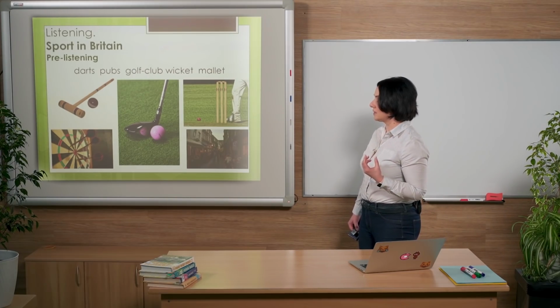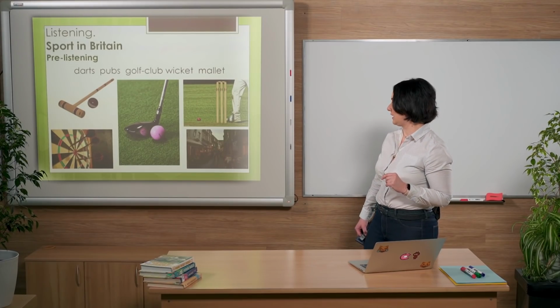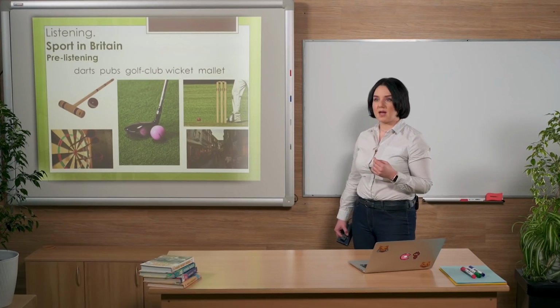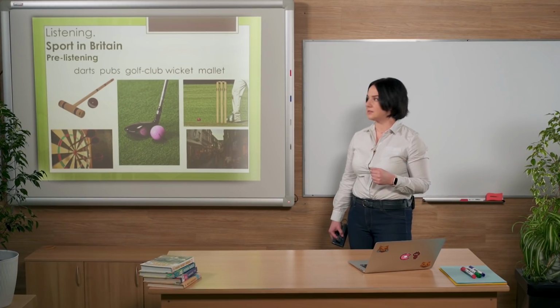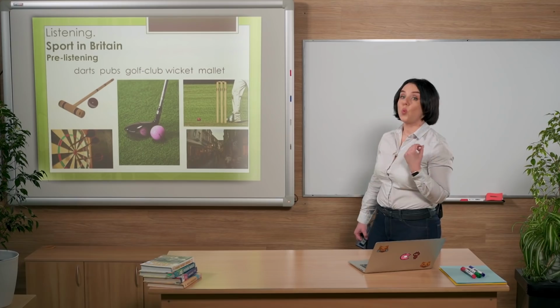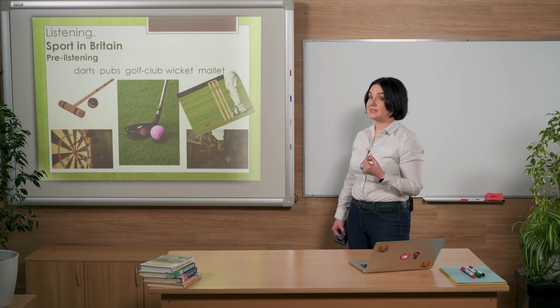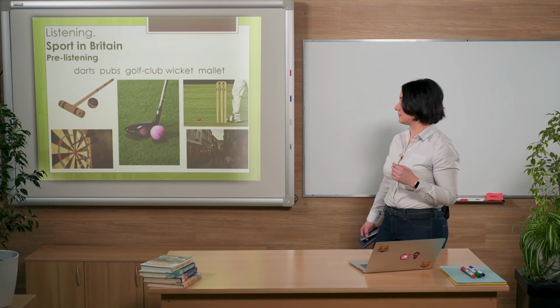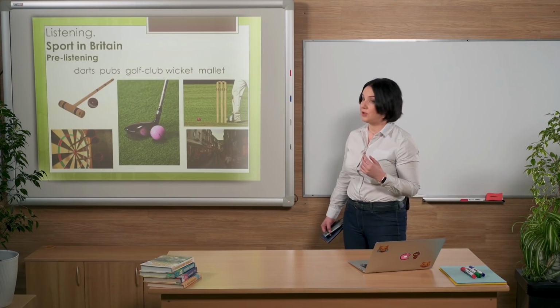Okay, pubs. Pubs, I think that's a place. So which picture matches this word? Right, this one. So pub is a place where people play darts and have a nice time during their evenings. Then comes golf club. Golf club is the thing you need to use to play golf with. Okay, and two more unusual words, wicket and mallet. So, wicket. Right, that's the wicket. And you can find this object in cricket. So, and the last one is mallet. That's the hammer you use to play polo while you're riding a horse.